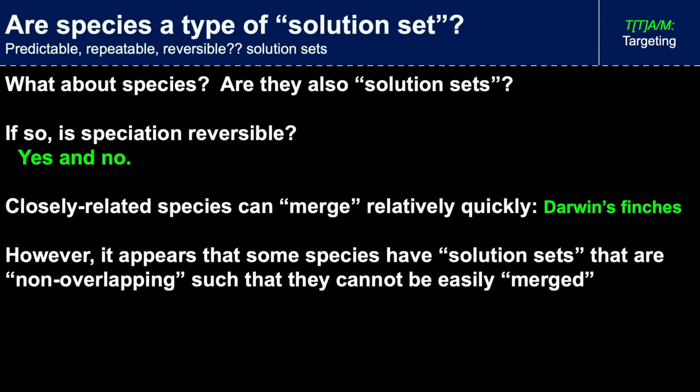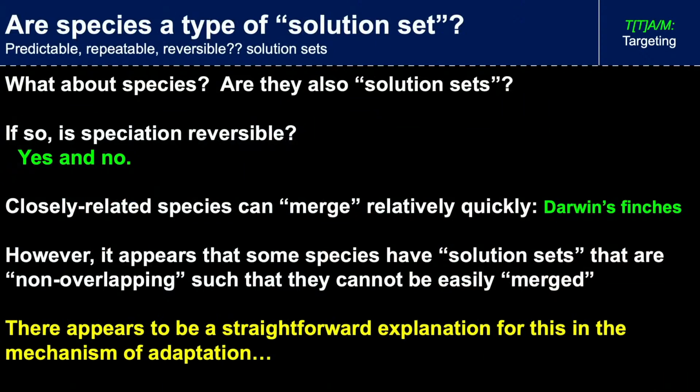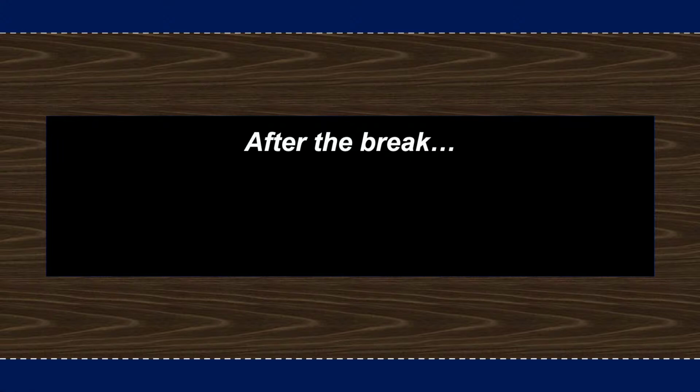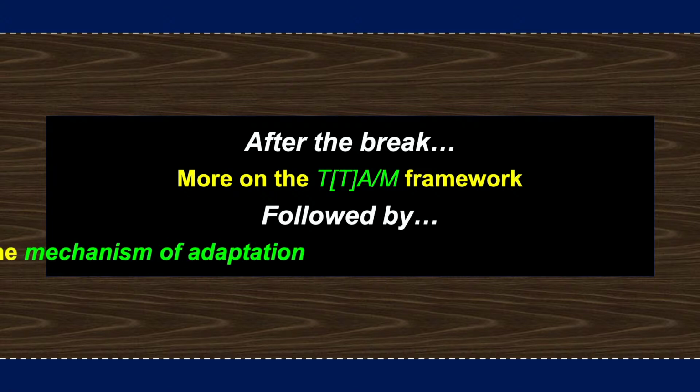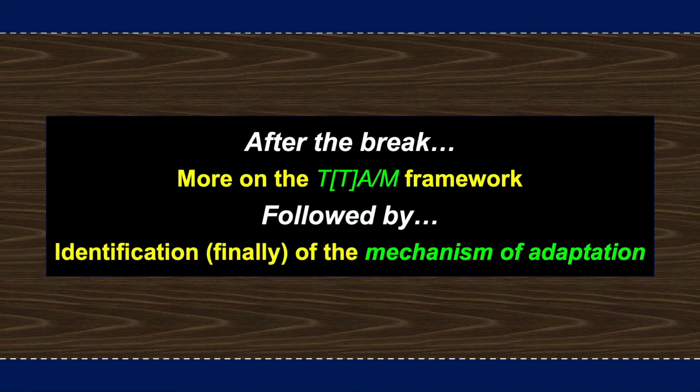Well, actually, there is a pretty straightforward explanation for this, which is found in the Mechanism of Adaptation. But before we get to that, we're going to take a break, especially since I'm running a little longer because we've had technical problems. After the break, we're going to finish talking about the TTAM Framework, and then finally, we're going to identify the mechanism of adaptation.